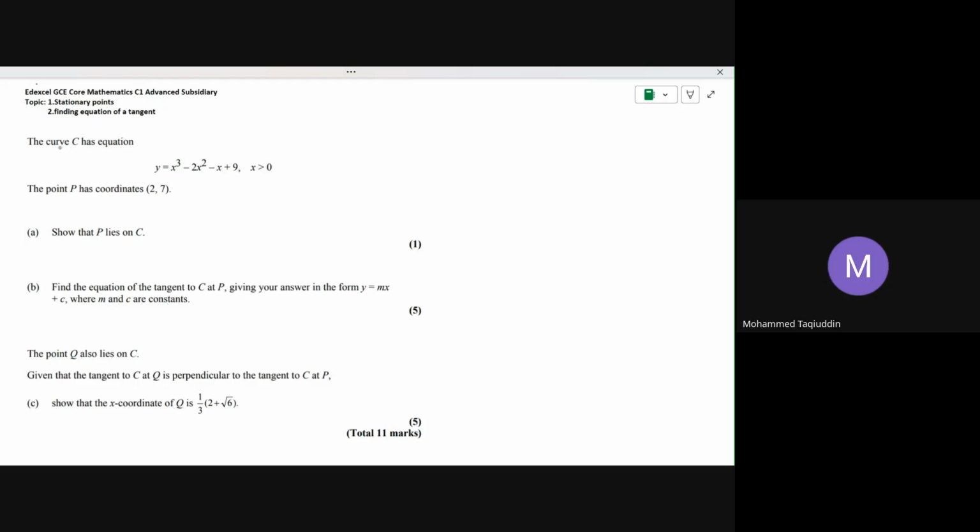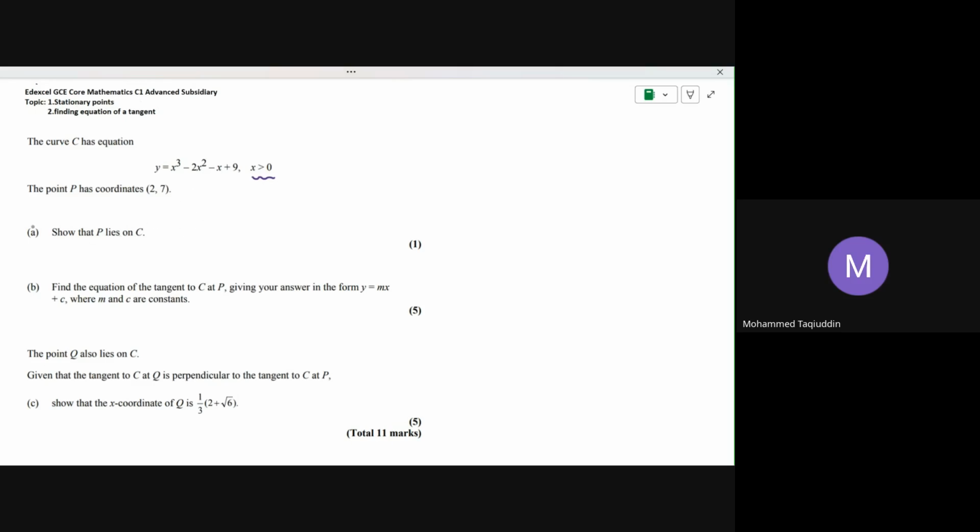The curve C has equation y equals x cubed minus 2x squared minus x plus 9, where the given domain is x is greater than 0. The point P has coordinates (2, 7). Show that P lies on C. So what does it want to say? The curve C has the equation given. The point P has coordinates (2, 7). Show that P lies on C.